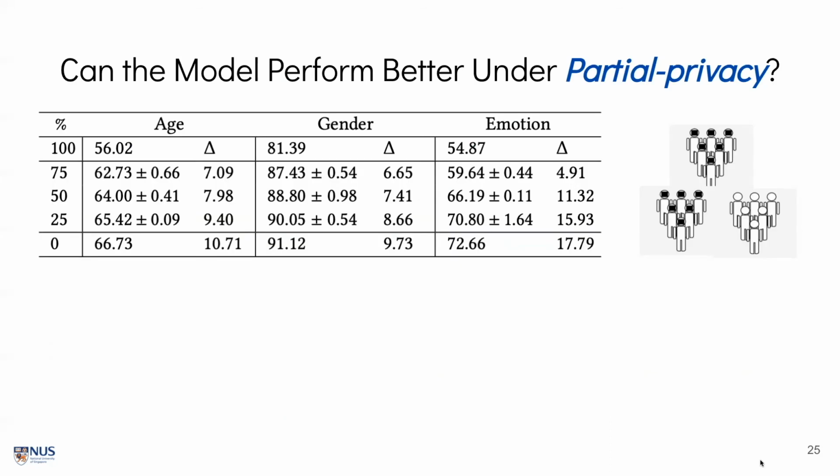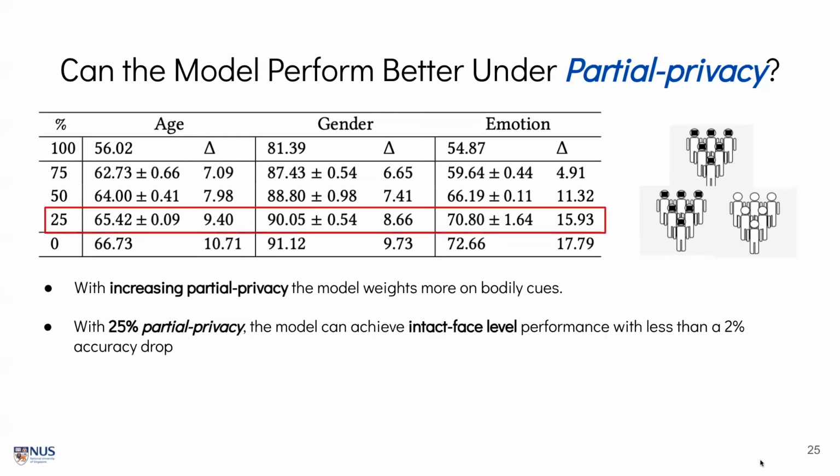Similar to the previous behavior we observed, with the increase in the face obfuscated region, the model starts relying on the bodily cues. Similarly, with an increase in face obfuscated images, the model starts suppressing the facial features and weighs more on bodily cues. With 25% partial privacy, that is, 25% of the images are face obfuscated, the model can achieve intact face level performance with less than a 2% accuracy drop.